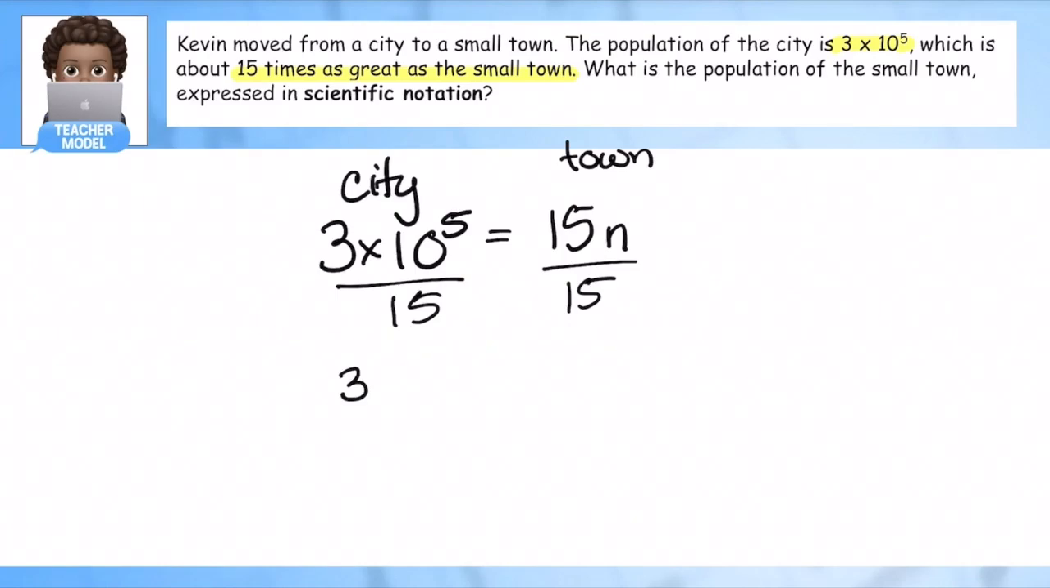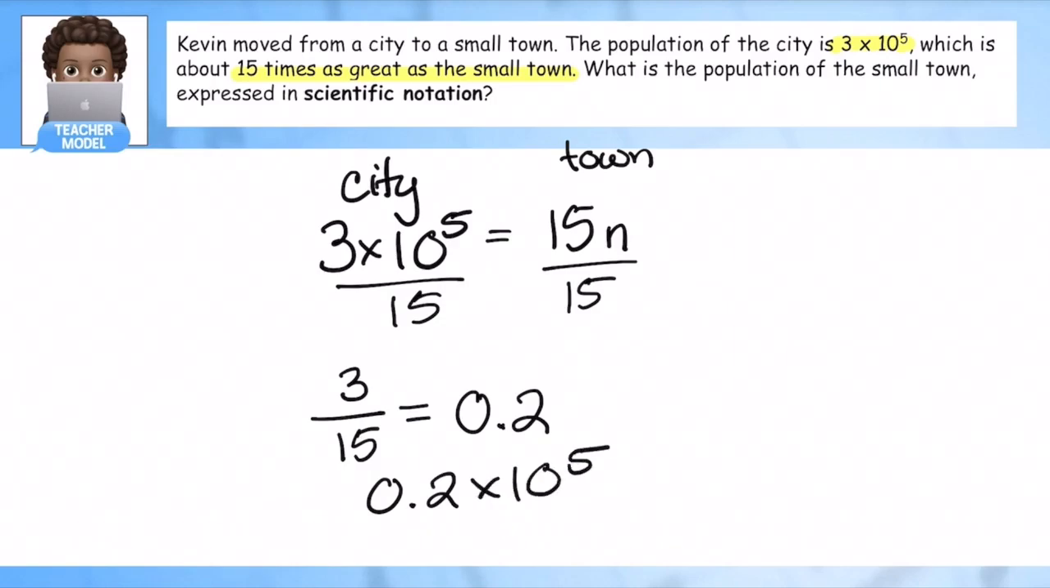I'm going to divide 3 by 15, and that's going to give me 0.2. So now I have 0.2 times 10 to the 5th.